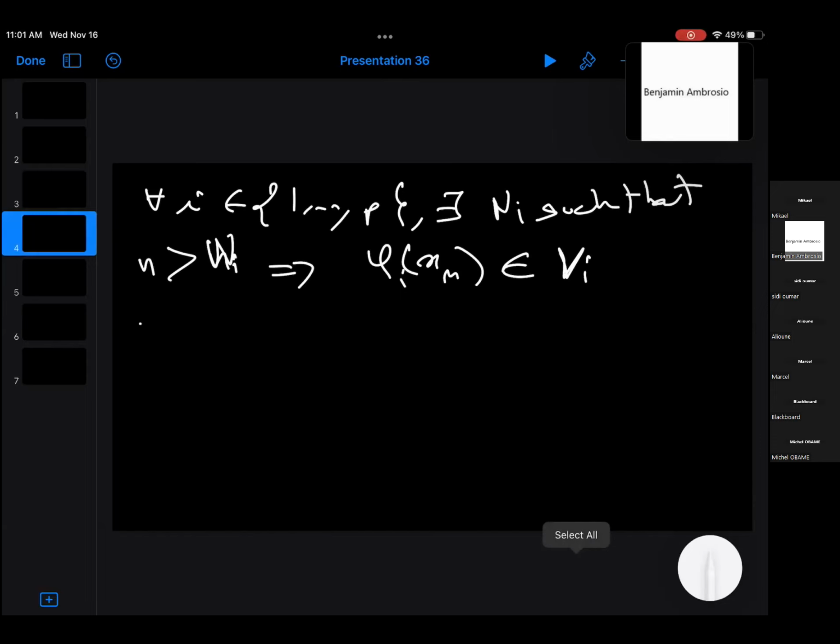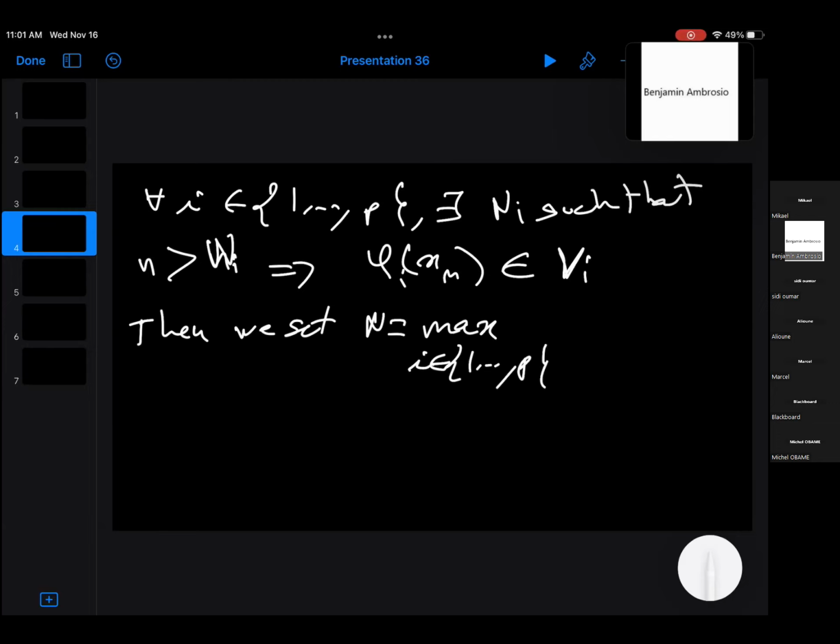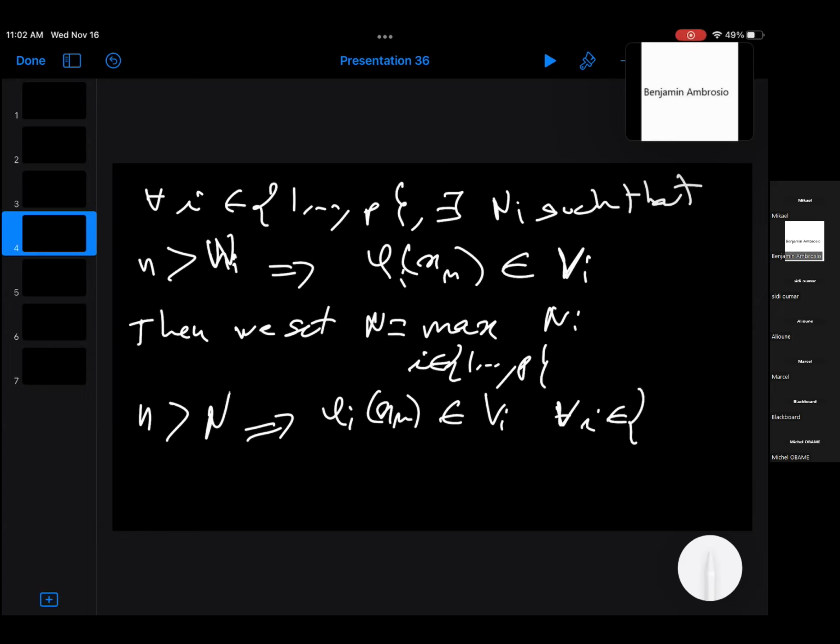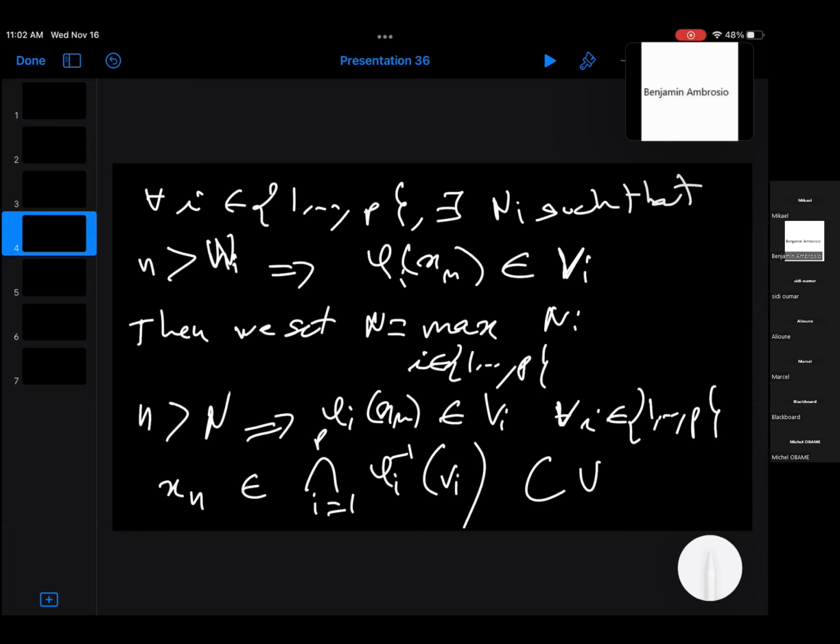Okay, so the last step is to set N as the max of all the Ni, and therefore n greater than N implies phi I of Xn belongs to VI for all I. And so this means that Xn, for n greater than N, belongs to U, and this is including, so we're done.